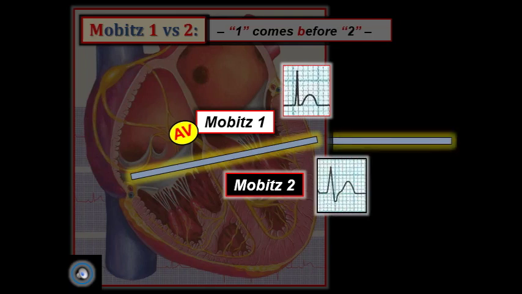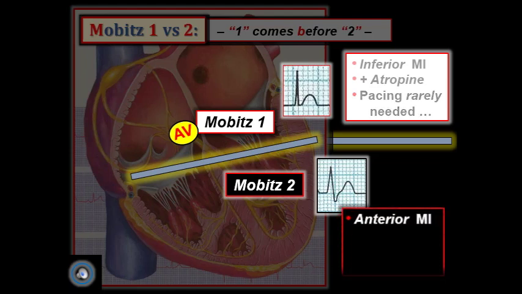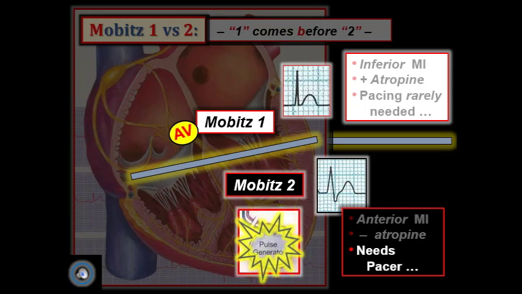Mobitz I is often associated with inferior infarction. The narrow QRS and AV nodal location explains why Mobitz I may respond to atropine, especially if given to patients with acute inferior MI during the early hours of infarction when vagal tone is often increased and responsible for the AV block. Mobitz I rarely needs pacing. In contrast, Mobitz II is associated with anterior MI, it doesn't respond to atropine, and both short-term and long-term pacing is much more likely to be needed.